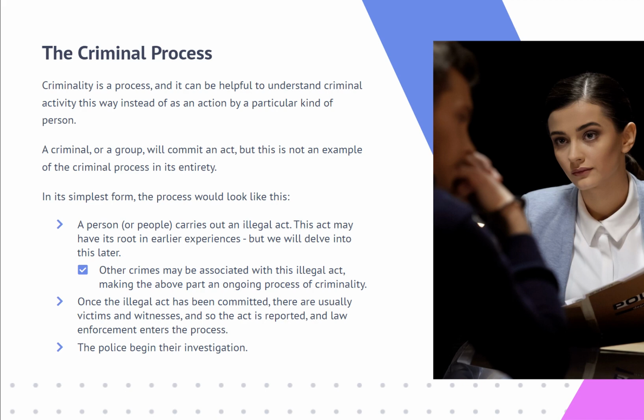A person or people carries out an illegal act. This act may have its root in earlier experiences, but we will delve into this later. Other crimes may be associated with this illegal act, making the above part an ongoing process of criminality. Once the illegal act has been committed, there are usually victims and witnesses, and so the act is reported and law enforcement enters the process. The police begin their investigation.